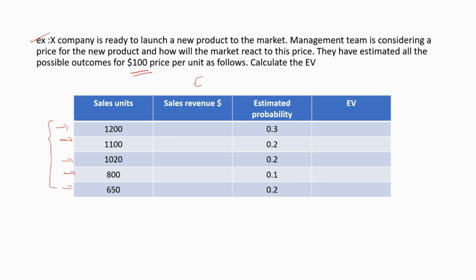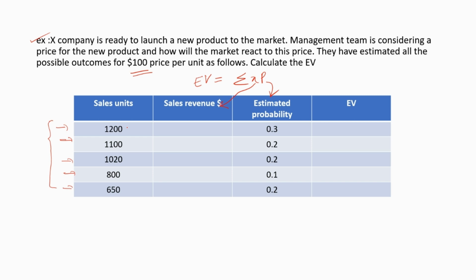So this is the expected value formula. Sigma x p. Here the x will be the sales revenue. P is the estimated probability. So now let's calculate the x value. Remember that x can be any value. It can be units or it can be currencies. In this example, it is the currency value because we are considering the revenue of this product.